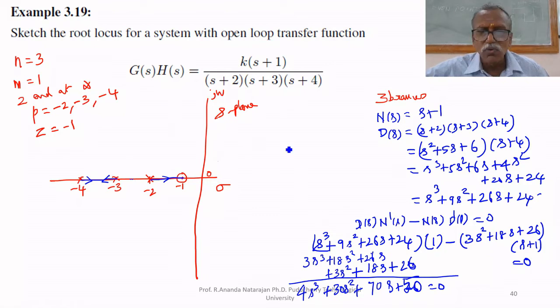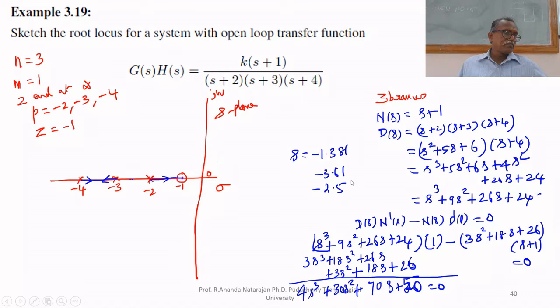The roots are s equal to minus 1.381, minus 3.61, minus 2.5. These are the three roots. Out of these three roots, which is the repeated root? Minus 1.381 is here.